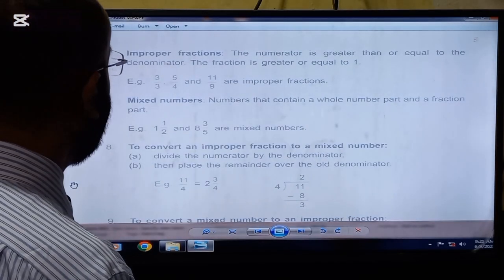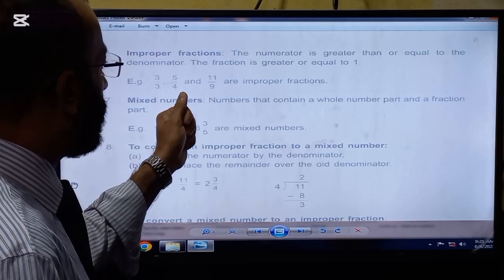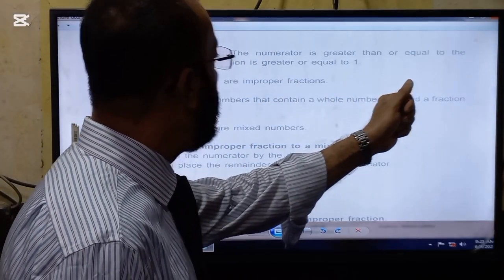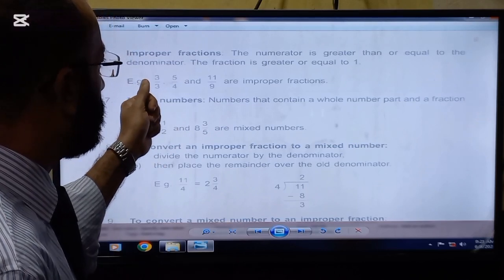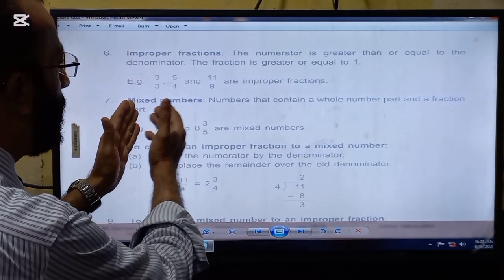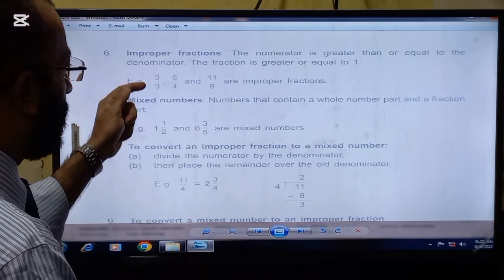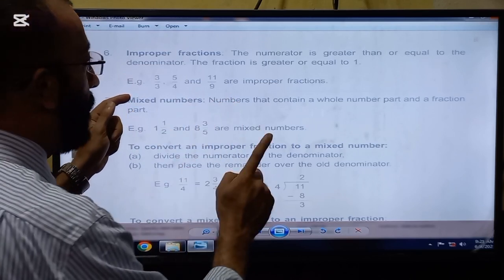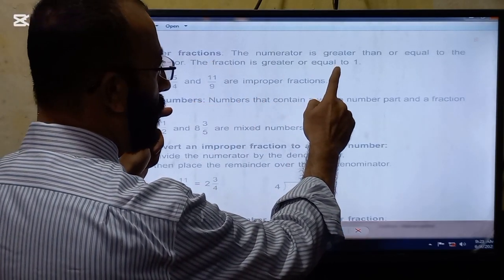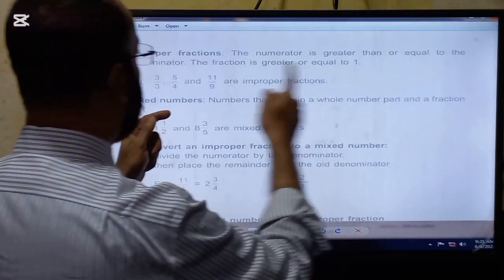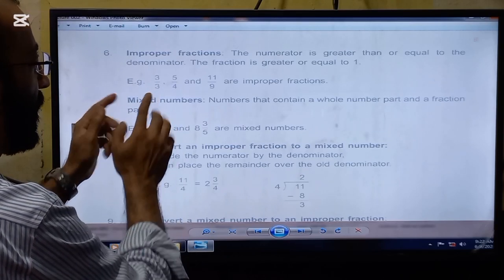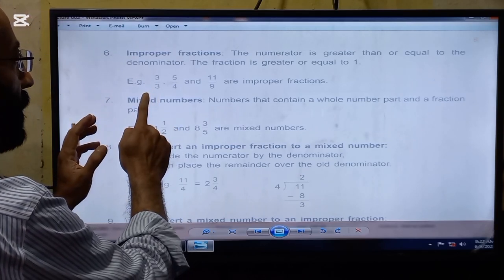The next concept is improper fractions. The numerator is greater than or equal to the denominator. The fraction is greater than or equal to 1. So look at these fractions, for example, 3 by 3. So the sign of the improper fraction is the numerator is greater than or equal to the denominator. So in this fraction you can see numerator and denominator are equal. So this is an improper fraction.